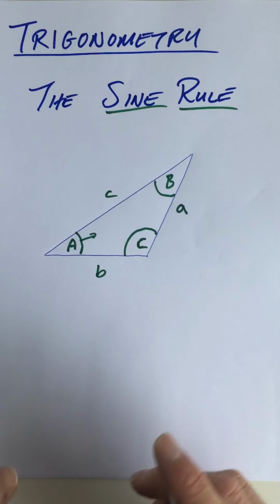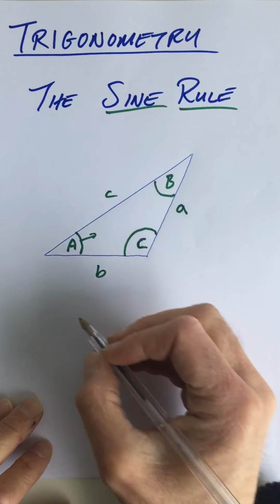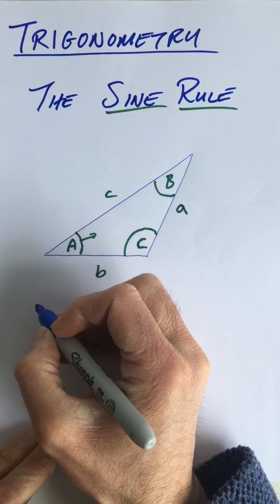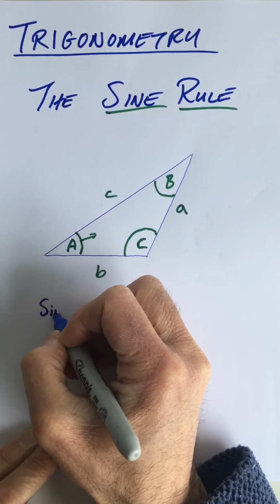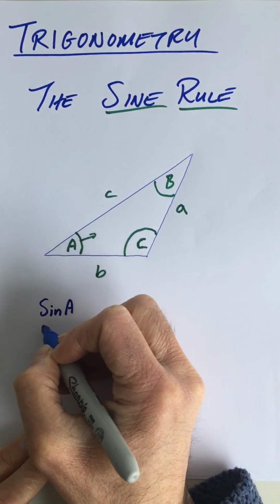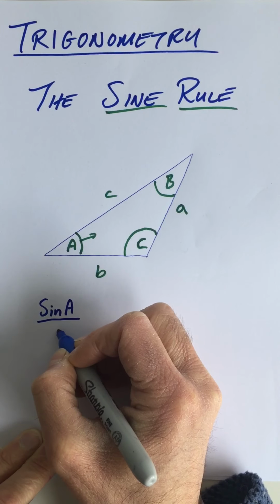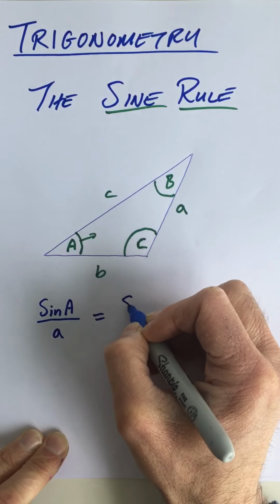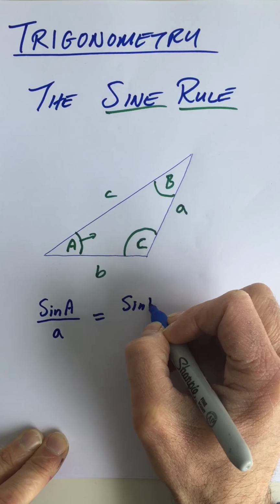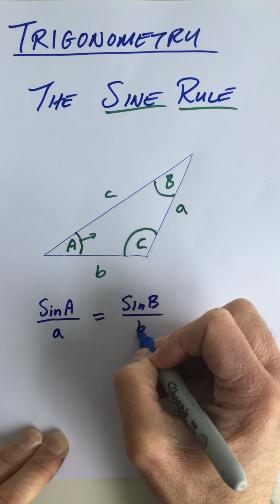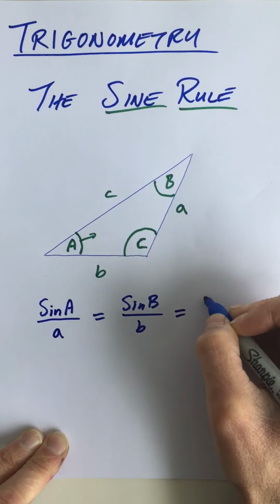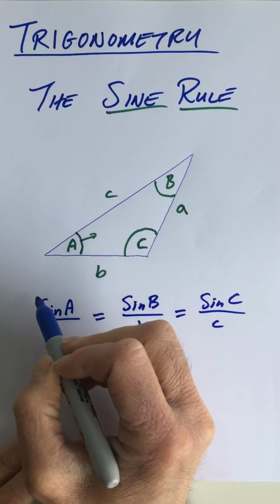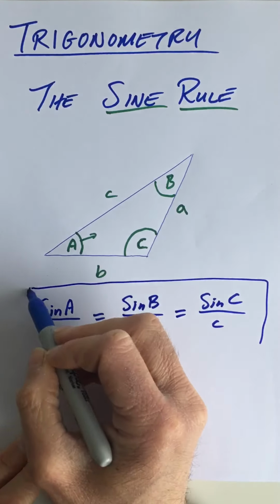Once you've labelled it like this, the sine rule says the following. The sine of angle A divided by the length of side a will be the same as the sine of angle B divided by side b, or it can be equal to sine of big C over little c. This is one version of the sine rule.